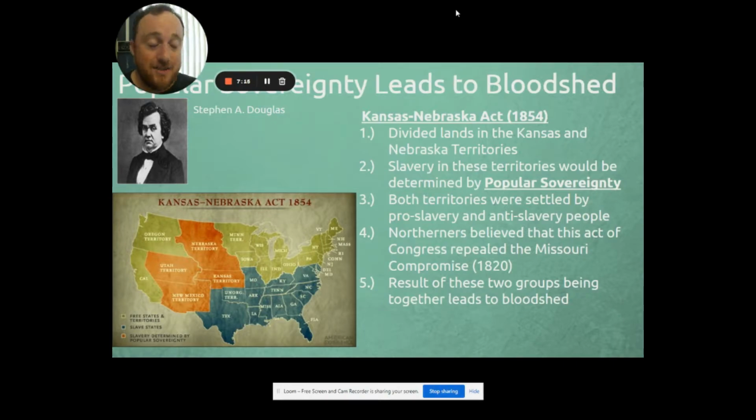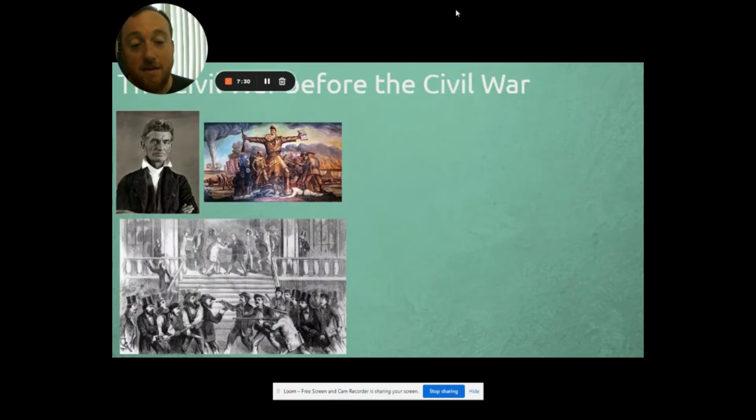So what happens is that you have these two sides battling, and they actually start fighting and start killing each other. People are killing each other over this decision of whether or not they want their territory to be free or slave. So that's a big thing to remember there. And that kind of leads us into our next thing, which is what we call the Civil War before the Civil War.